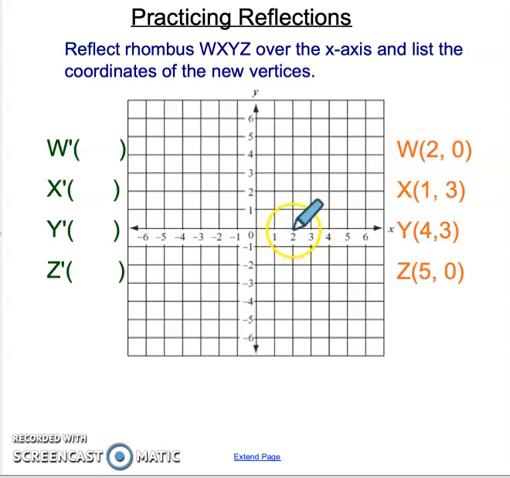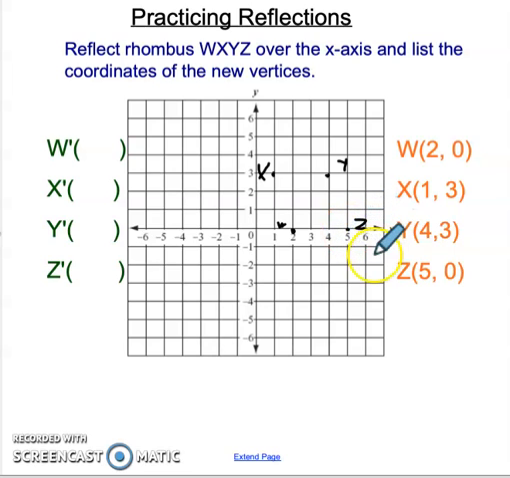First point is at 2, 0. Okay, that's W. Second point is at 1, 3. That's X. Okay. Third point is at 4, 3. Right here, that's Y. And last point is at 5, 0, which is Z.